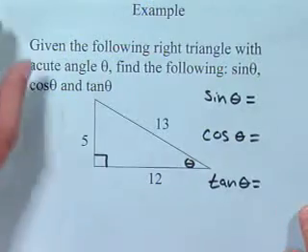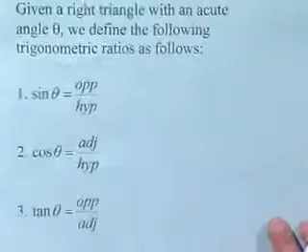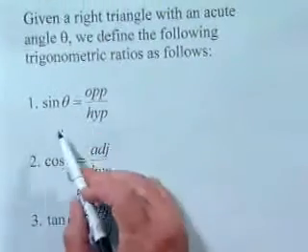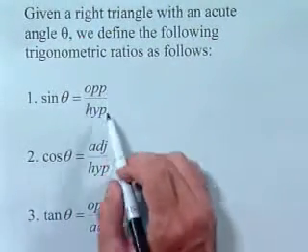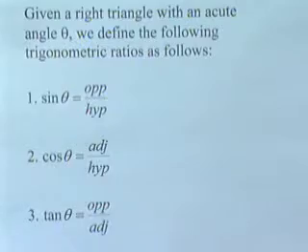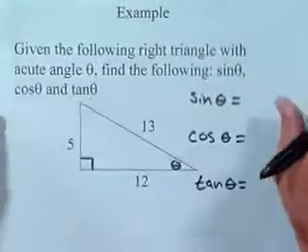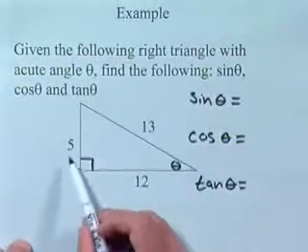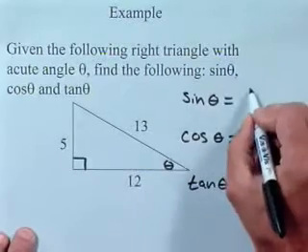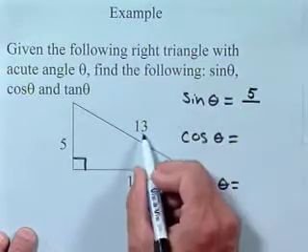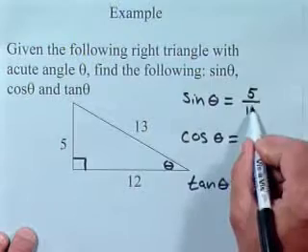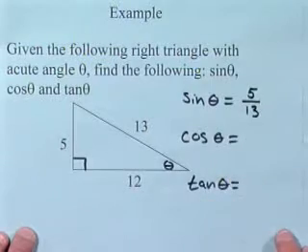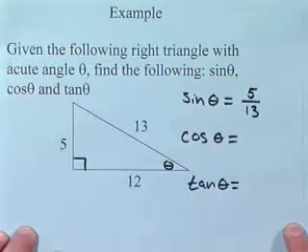So let's go back to our definitions. Sine of theta is the ratio of the opposite side over the hypotenuse. Okay? So sine of theta must be the opposite side, which is 5, over the hypotenuse, which is 13. So the sine of theta is 5 over 13. Nothing to it.